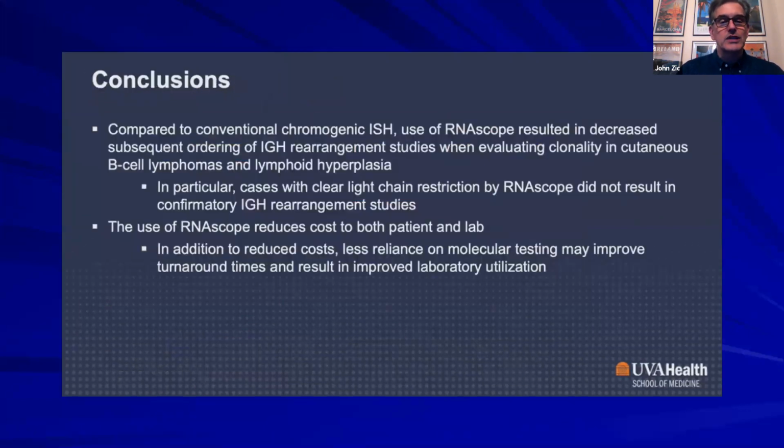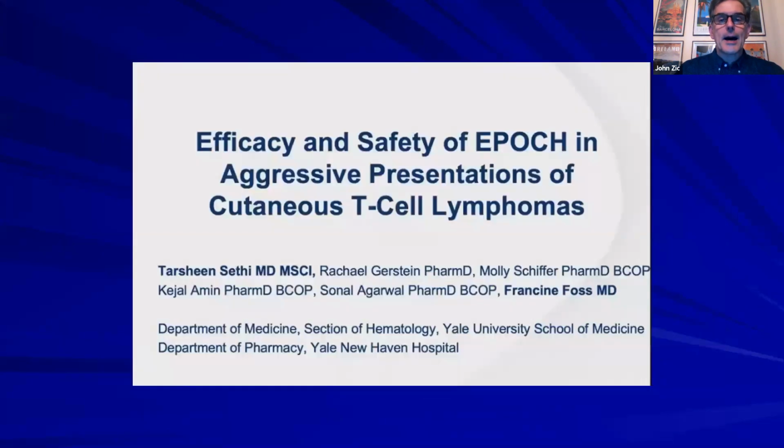And so this slide just goes on to say that in addition to reduced costs, there's less reliance on molecular testing, which may improve turnaround times. That's a good point. When we do gene rearrangement testing, it can definitely lead to a week or sometimes a week and a half of delay in getting to the diagnosis. So this test is quicker, leading to giving the pathologist more information so that they can make a better diagnosis.